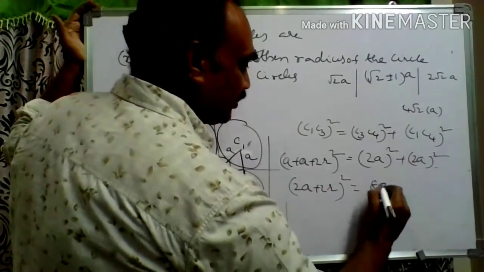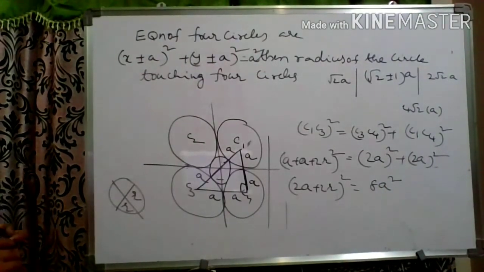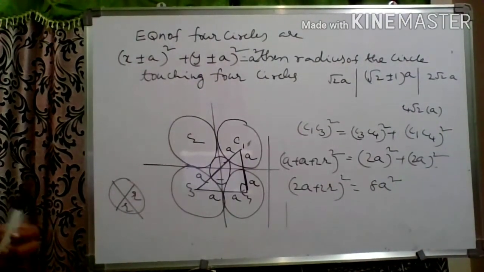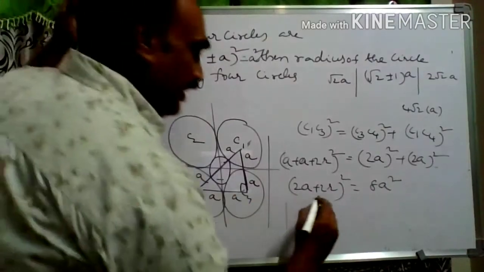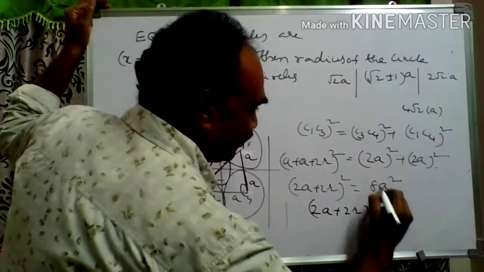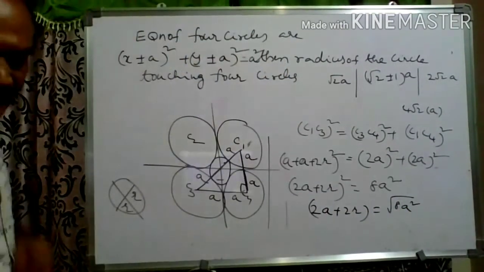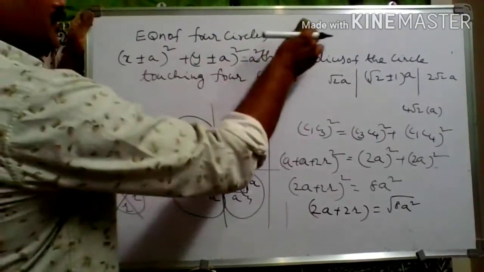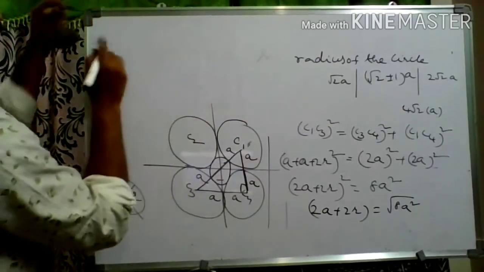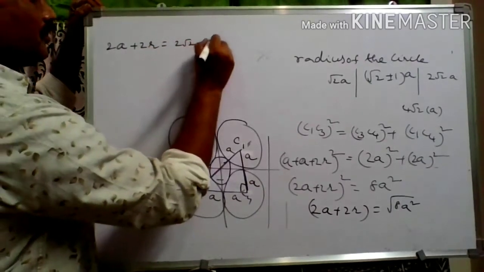4a square plus 4a square is equal to 8a square. So 2a plus 2R whole square is equal to 8a square. 2a plus 2R is equal to root of 8a square. So 2a plus 2R is equal to root 8 into a, which is 2 root 2 into a.